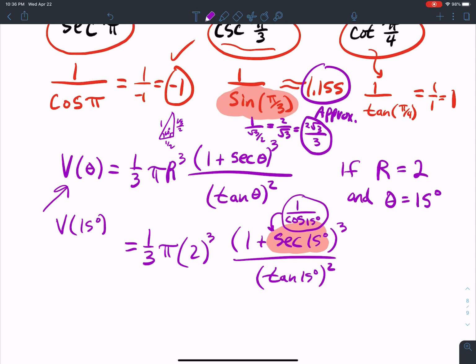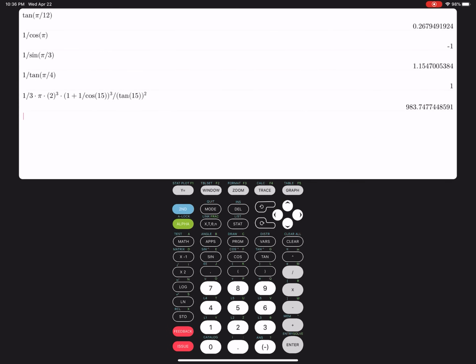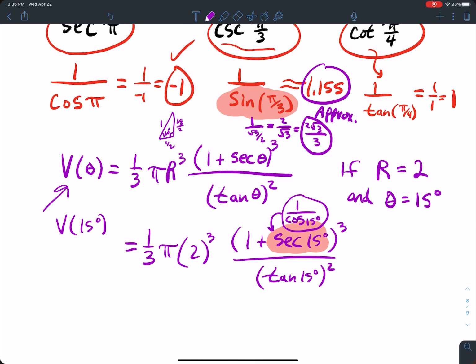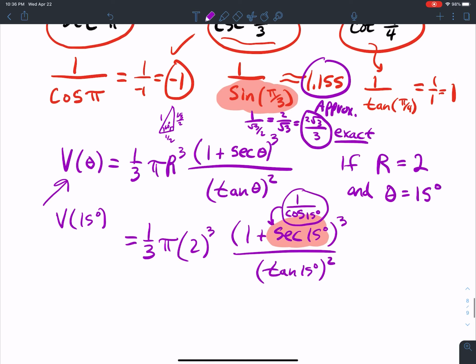Just to make sure we got that right, if I did in my calculator 2 times square root 3 and then all divided by 3, that gets you that same 1.1547 that you got a couple lines previous, okay? So this is the exact. So on your test, you might be asked to find the exact, but if you're only asked to find the approximate, you can just throw it in your calculator, no big deal. So exact value, you got to be careful. All right.